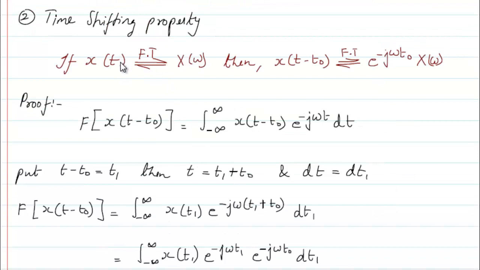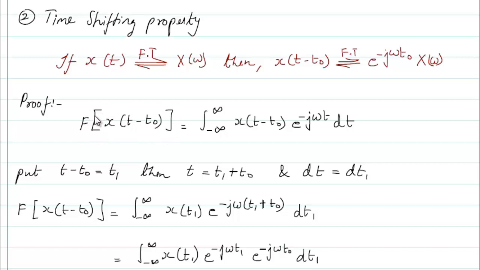Next is the time shift property, which says that if there is any function x of t whose Fourier transform you know, then the time shifting applied to that particular function will result in the original Fourier transform getting multiplied with e raised to power minus j omega t naught, where this t naught is basically the same t naught that we have here. So that e raised to power minus j omega t naught will get multiplied with x of omega. So let us prove this.